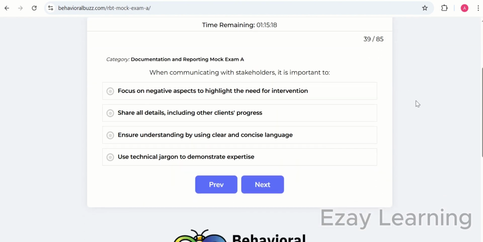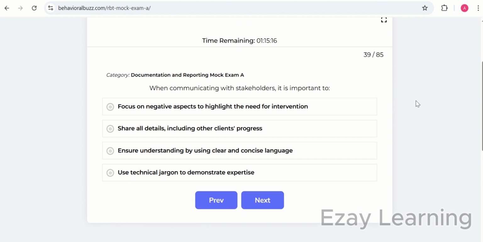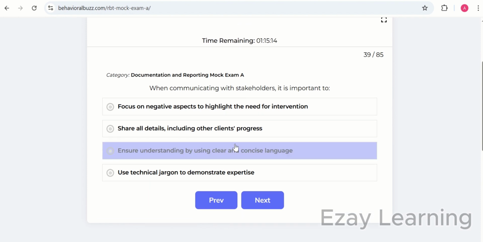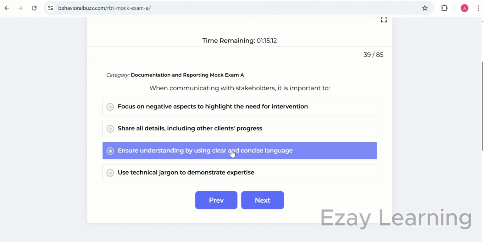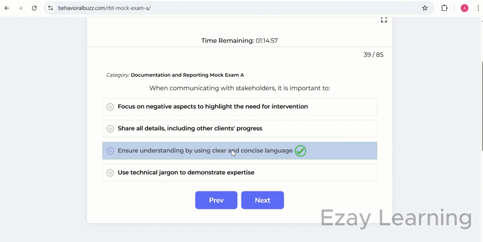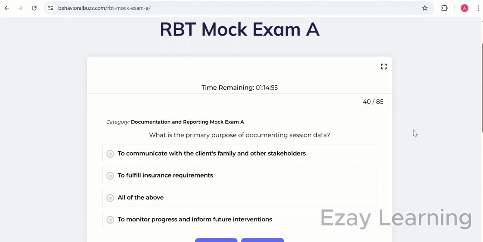When communicating with stakeholders, it is important to ensure understanding by using clear and concise language. You should not be using any technical jargon. You should not be sharing each and every piece of information, and you should not be focusing on negative aspects. Instead, the language should be clear and concise.